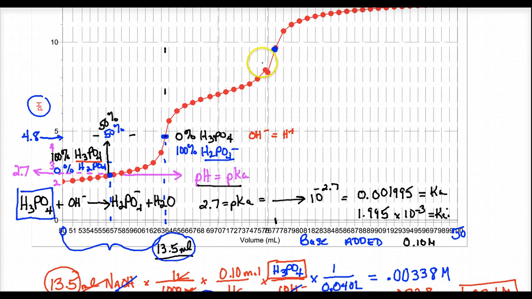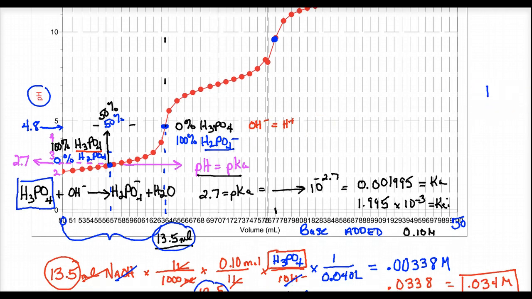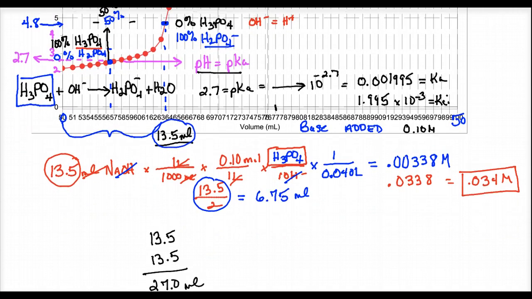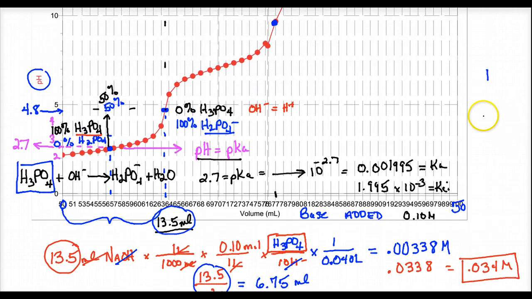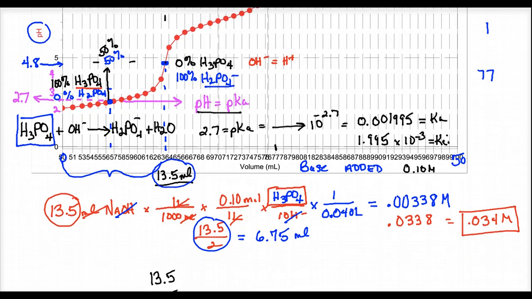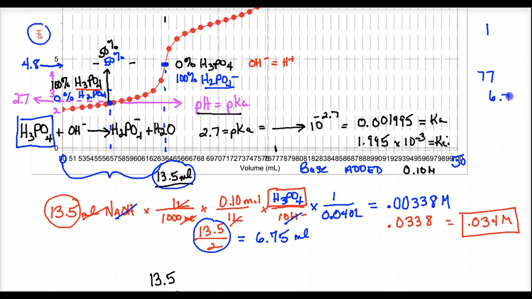And in between these two points, 13.5 divided by 2 we just found to be 6.75. So 77 plus 6.75 gives me 83.75. So 83.75, somewhere here, is the milliliters.